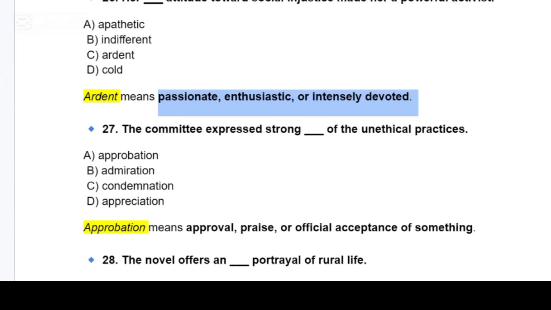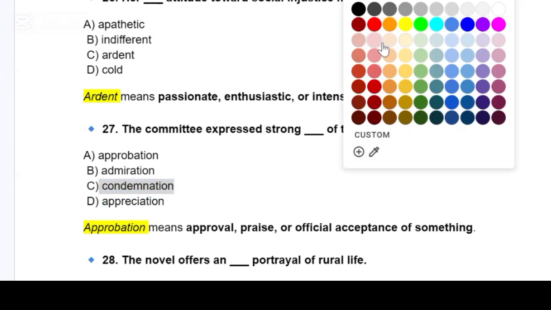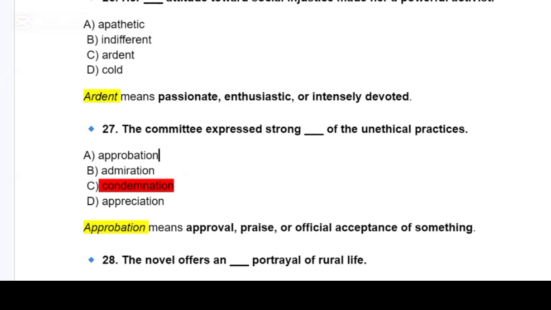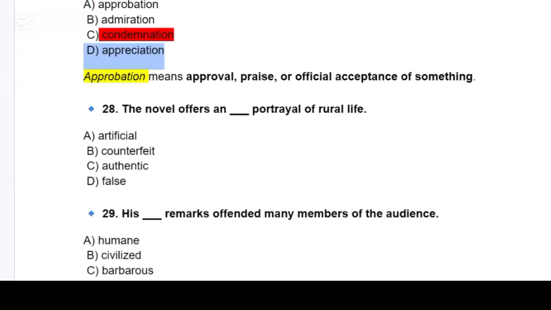The committee expressed a strong dash of the unethical practices: approbation, admiration, condemnation, or appreciation. Condemnation here is correct. Approbation means approval, praise, or official acceptance of something. So approbation, admiration, and appreciation are synonymous.